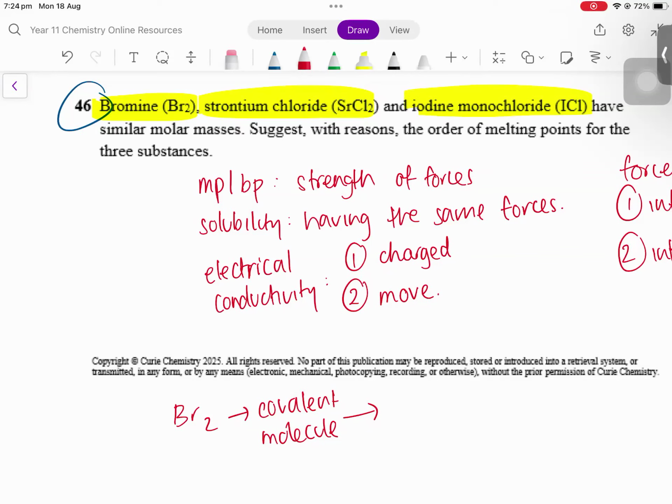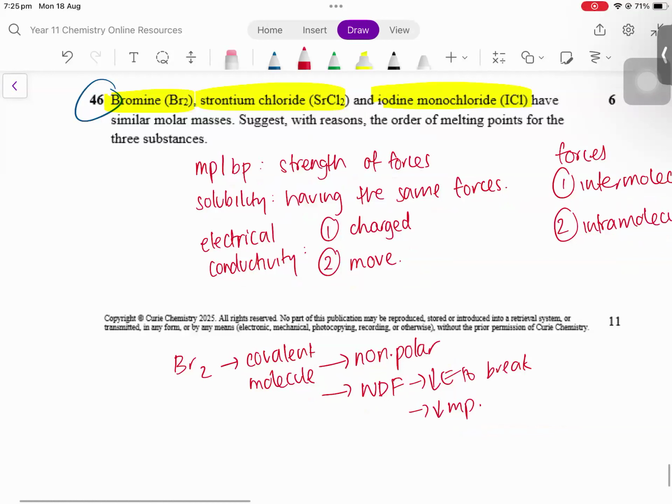Good. Guys, bromine is bonded to another bromine. Any room here for it to be polar, for the electrons to be pulled in different ways? It's the same element, so it's not going to be pulled in different ways. So therefore, it's non-polar, exactly. And if it's non-polar, the only intermolecular force it forms is weak dispersion forces, which requires low energy to break. So therefore, low melting point. WDF is weak dispersion force.